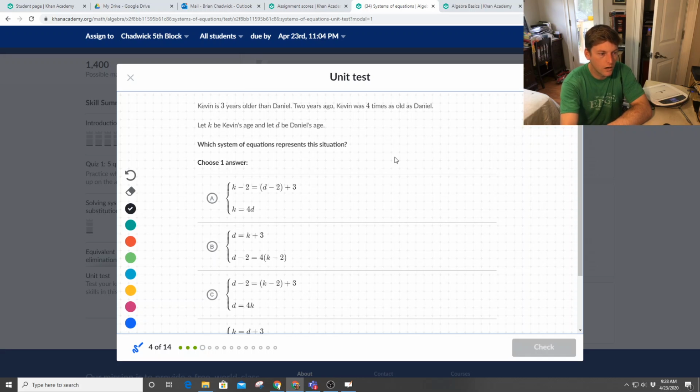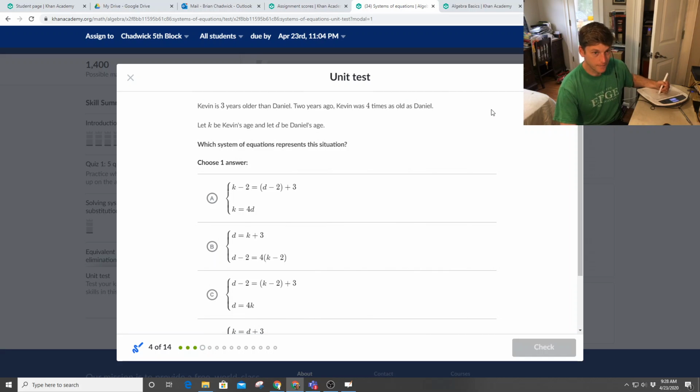All right, so I love this stuff. It's kind of fun. Kevin is 3 years older than Daniel. 2 years ago, Kevin was 4 times as old as Daniel. So Kevin is 3 years older than Daniel, so let's go ahead and write that equation. Remember these riddles, like, oh, Bobby is 42 years older, how old is Christy? Stuff like that. I remember these as a kid all the time. They were frustrating because I didn't know what I was doing. But let's see if we can figure this out.